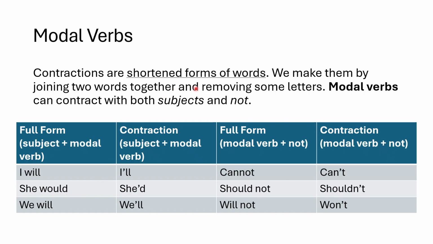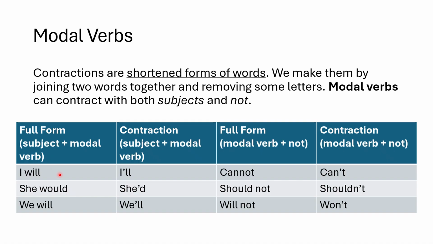Contractions are shortened forms of words. We make them by joining two words together and removing some letters. Modal verbs can contract with both subjects and not.